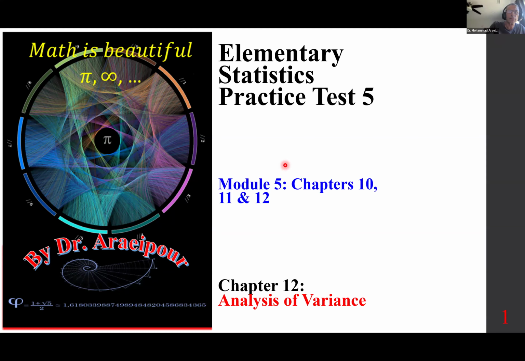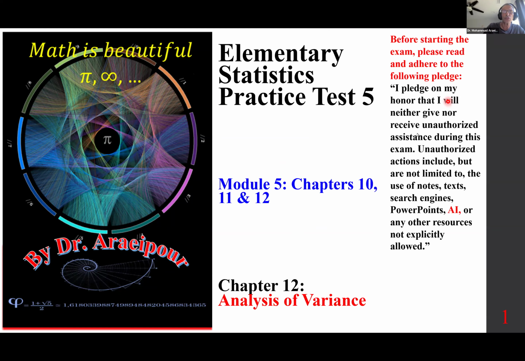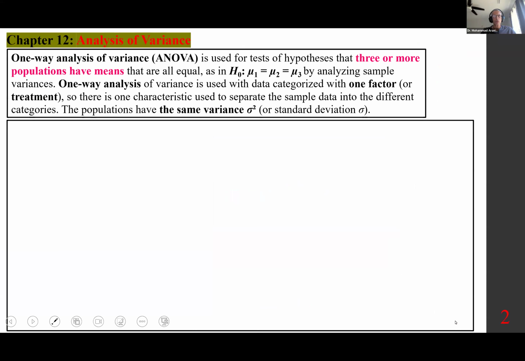Good afternoon, class. Here's elementary statistics, practice test number 5, module 5, covering chapters 10, 11, and 12. Here's chapter 12, analysis of variance. Reminding you when we take the exam, we pledge not to receive any assistance whatsoever. We may use a formula sheet, tables, and a graphing calculator for statistics. So chapter 12, analysis of variance.